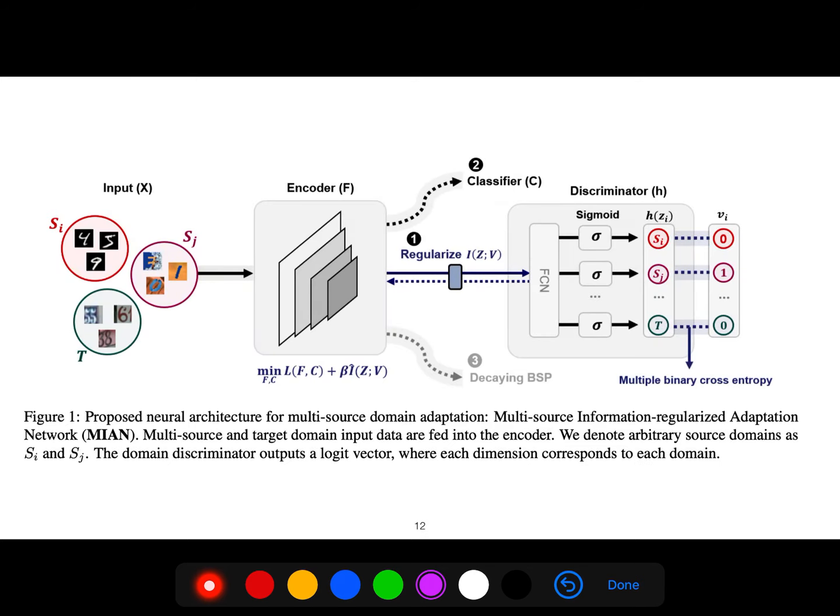This is the proposed neural architecture for multi-source domain adaptation. Multi-source information regularized adaptation network. Their model is called MIAN. Multi-source and target domain input data, for example, domains S sub I, S sub J, are fed into the encoder. We denote the arbitrary source domains as S sub I, S sub J. The domain discriminator outputs a logit vector like this, where each dimension corresponds to each domain. For example, it says that the second domain is chosen.